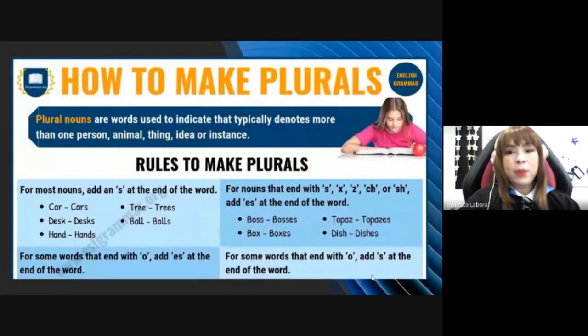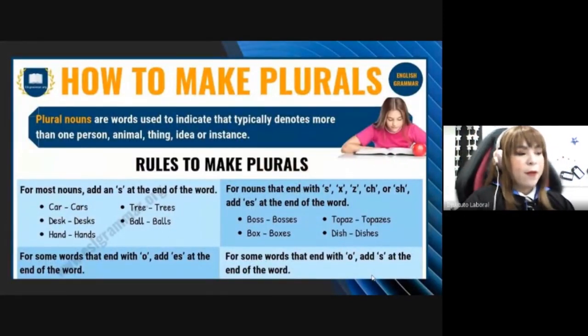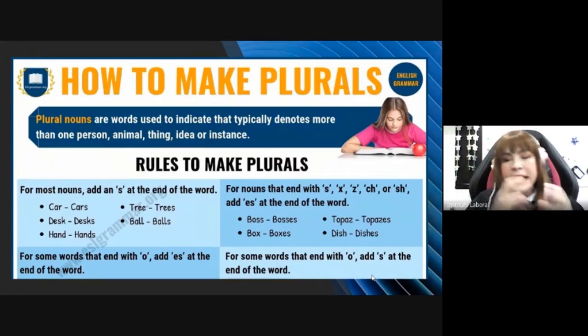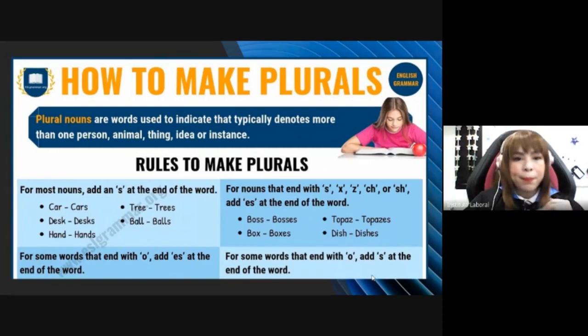How to make plurals? First, let's start describing what a noun is. A noun is a word that names a person, an animal, a thing, or an idea. Nouns can be singular and plural. Today, we are going to learn how to make a singular noun into a plural noun.